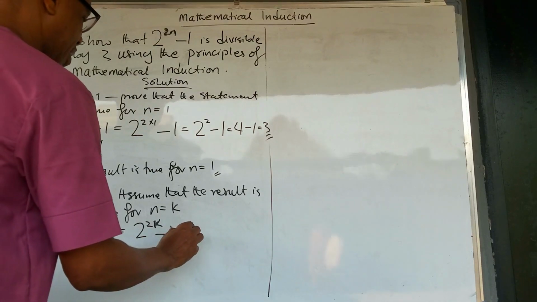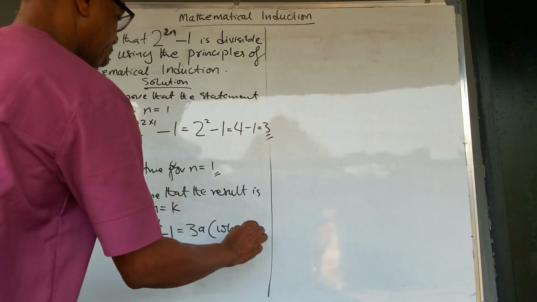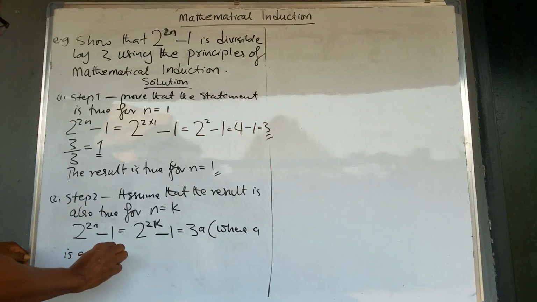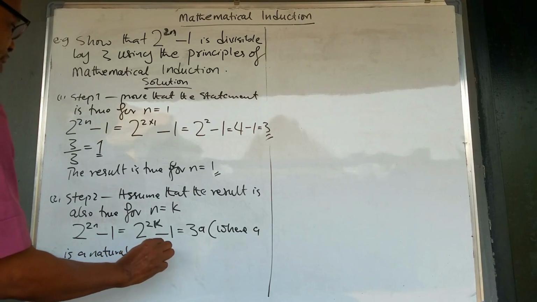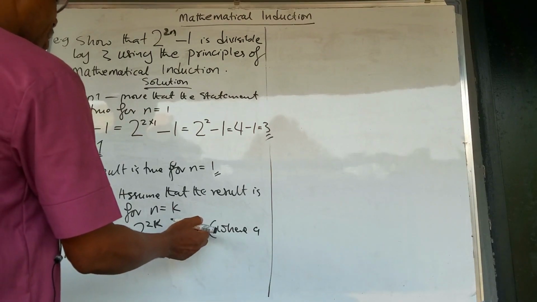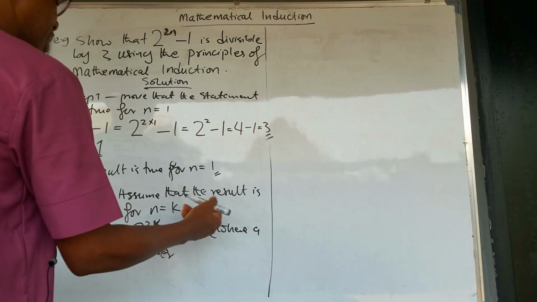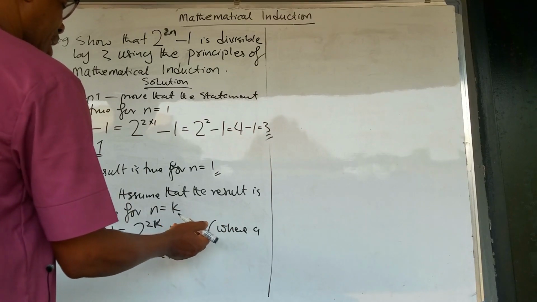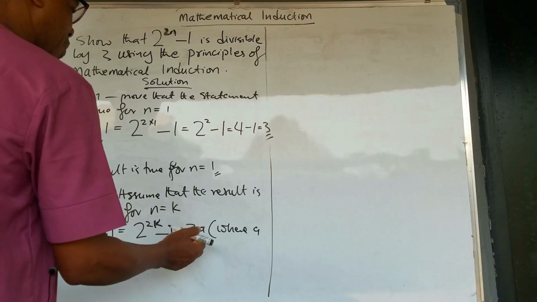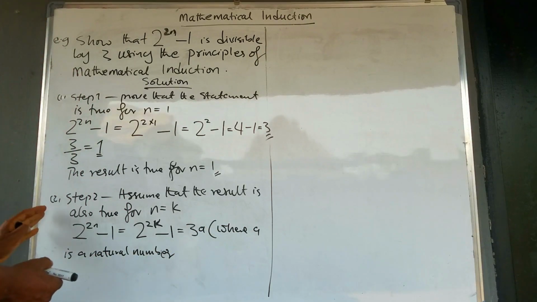So what that implies is that it's equal to 3a, where a is a natural number. What do I mean by that? What I mean is that, based on the statements, whatever a is, I multiply it by 3, and if I divide it by 3, it's divisible. For instance, if a is 2, 3 times 2 is 6, divided by 3 is possible. 3 times 4 is 12, divided by 3 will give us 4, is possible. So we assume that a is a natural number. Now with this, we move to step 3.